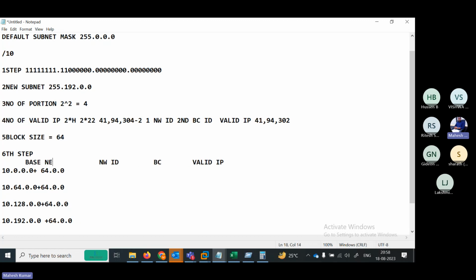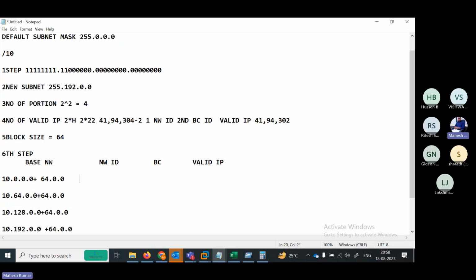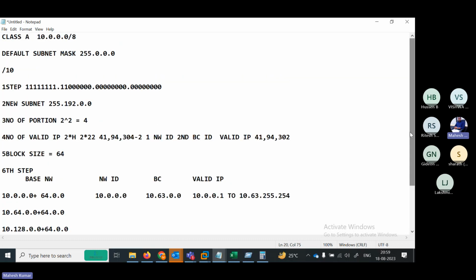So, for the base network, the network ID will be 10.0.0.0, and the broadcast will be 10.63.255.255, because the second network we are getting is 64, so minus 1, broadcast will be 63. And the valid IPs will be from 10.0.0.1, because 10.0.0.0 is our base network, till 10.63.255.254. So like this, we have to do subnetting in class A.